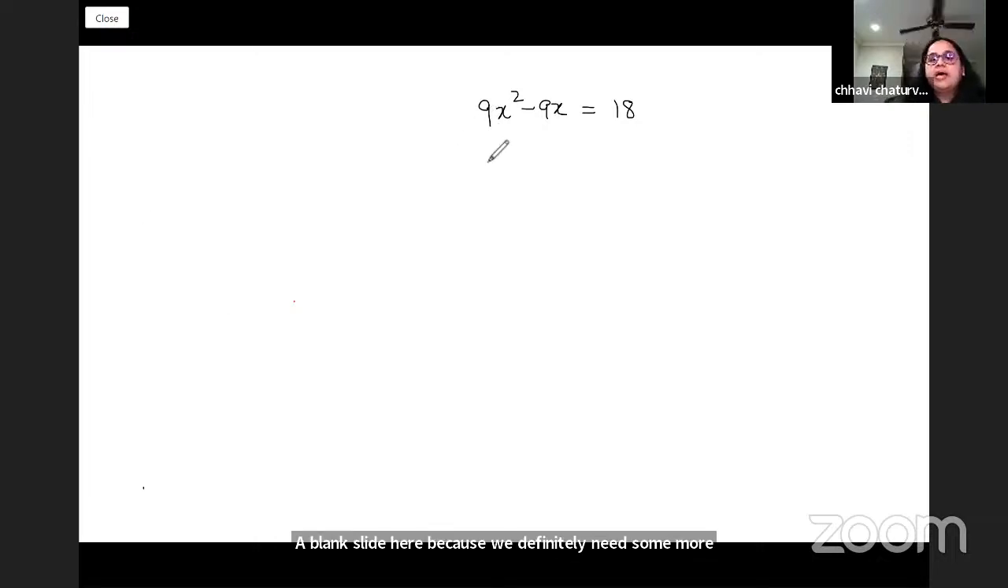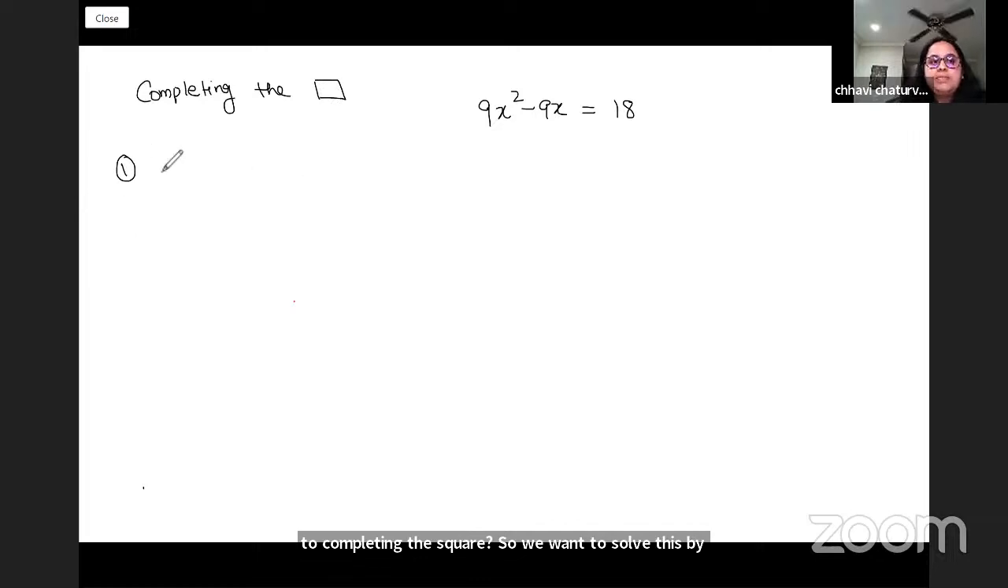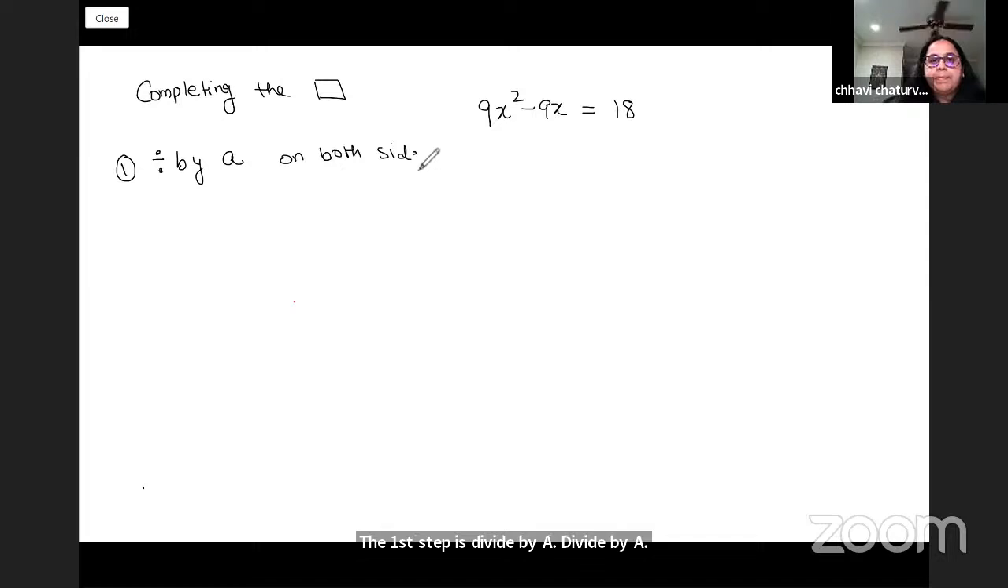All right, so I have 9x squared minus 9x equals to 18. But before I do this question, I want you to review all the steps. What are the steps to completing the square? So we want to solve this by completing the square. The first step is divide by a. Divide by a on both sides of the equation. And let's do this side by side.